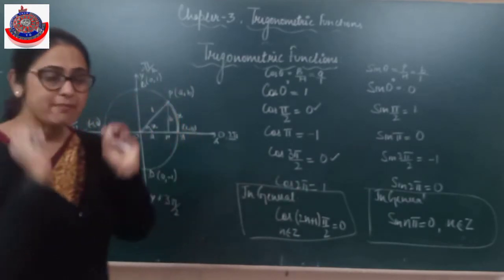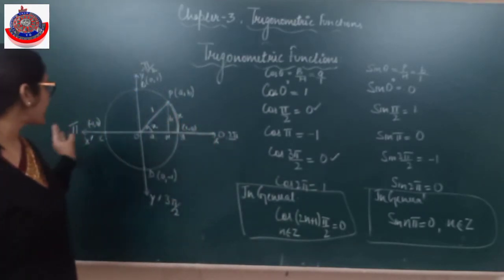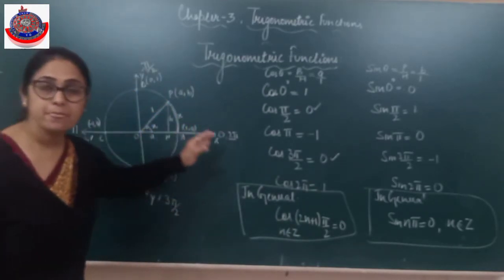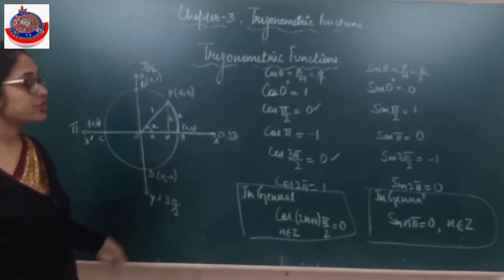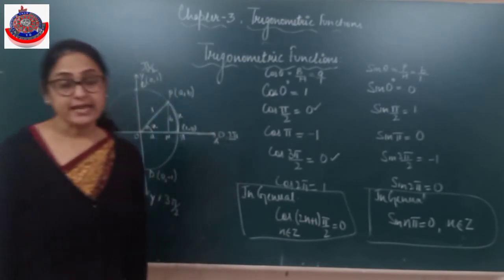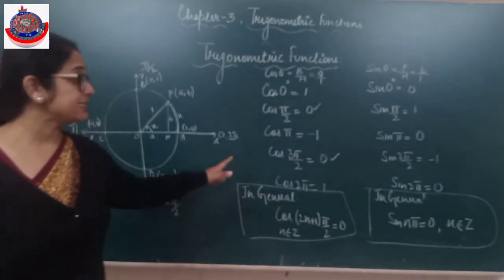So in simple layman language, the sine is 0 at the tips of horizontal lines and the cos is 0 on the tips of vertical lines. Is it clear? By this I think we can derive all.